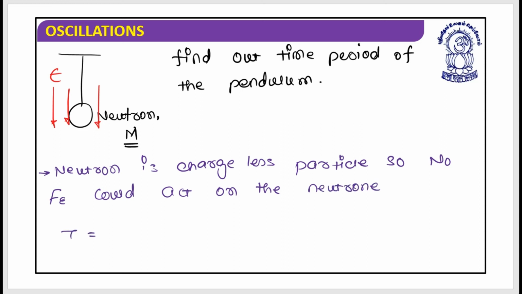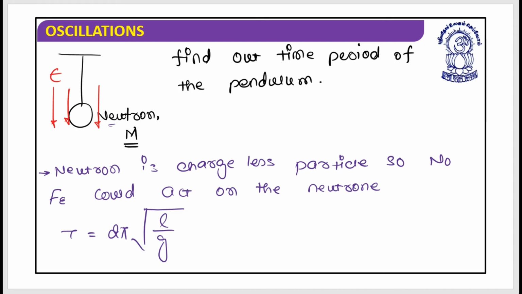So this T should be equal to 2 pi root of L by g. That's it. You did it. Great job. So always read what this bob has been made of, whether it is a positive charge, a negative charge, or it could be a neutron and everything. I hope this is clear.